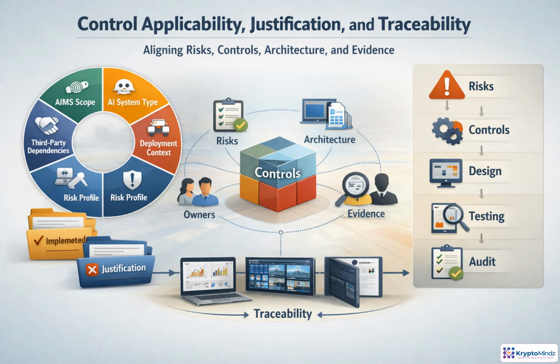Control selection is not a checkbox exercise. Ask whether each Annex control fits your AIMS scope, AI system type, deployment context, risks, legal duties, and supplier dependencies. If it applies, define the architectural capability, assign an owner, and identify evidence. If it does not apply, record a risk-based justification. The result should be traceability. Every risk connects to a control, design decision, test, monitoring result, and audit record.